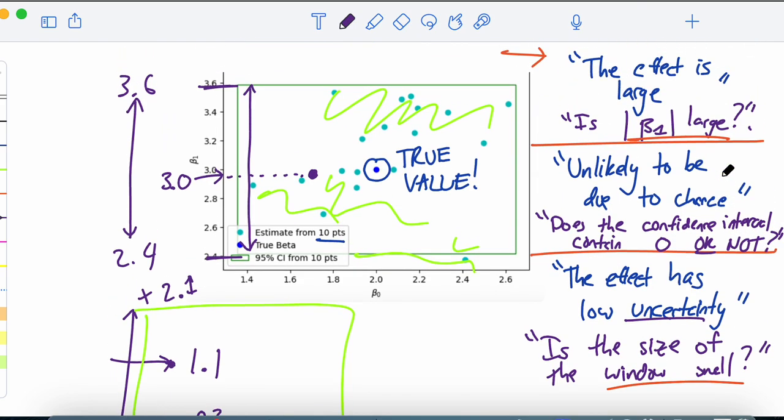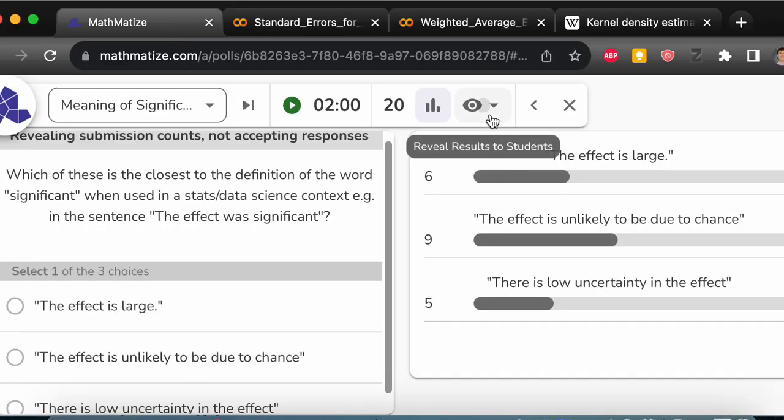And you can see it's a combination of the effect being large and the size of the window. If the effect is bigger than the size of the uncertainty window, then it won't contain 0. And if the size of the uncertainty is bigger than the size of the effect, then it will contain 0. So it is the mixture of these two things that makes it unlikely to be due to chance. And that is the kind of thing when we say, okay, we're pretty sure eating vegetables will help your exam score, because there's a 95% chance that it's somewhere in this positive region. We're 95% sure that beta should at least be positive. And that is what people mean when they say significant. So that is the correct answer.